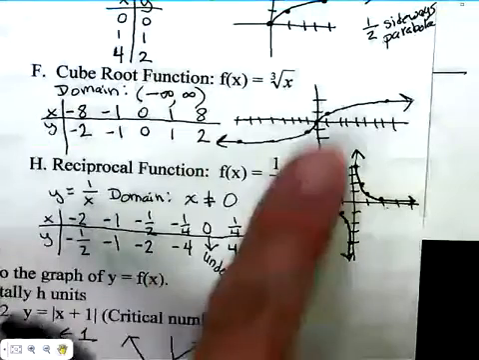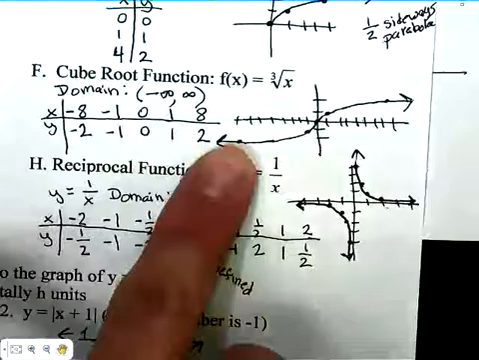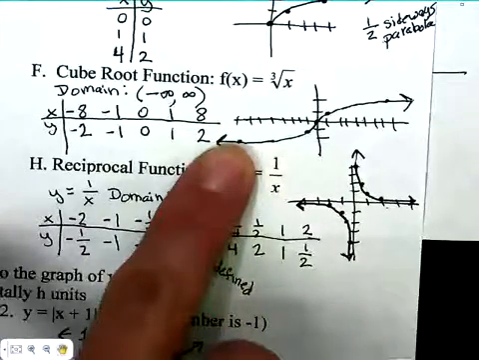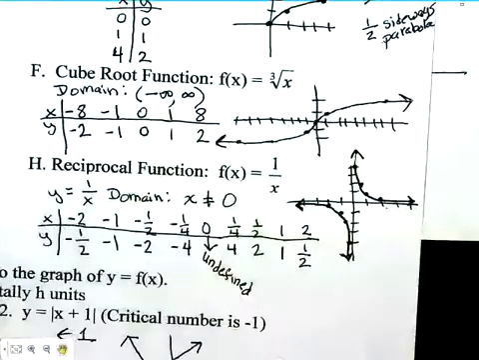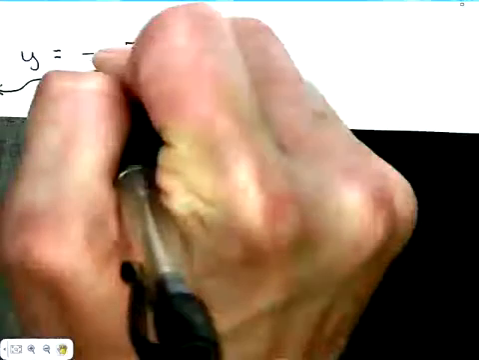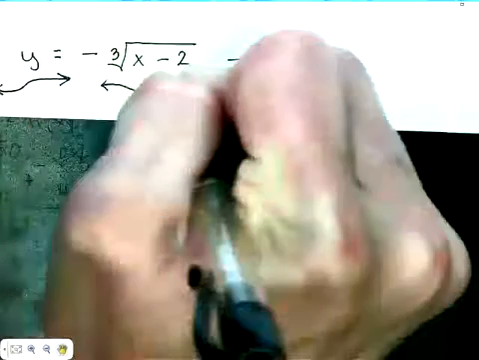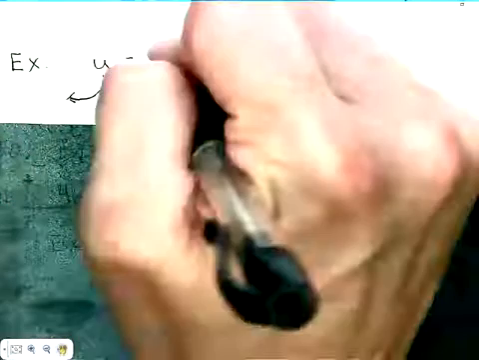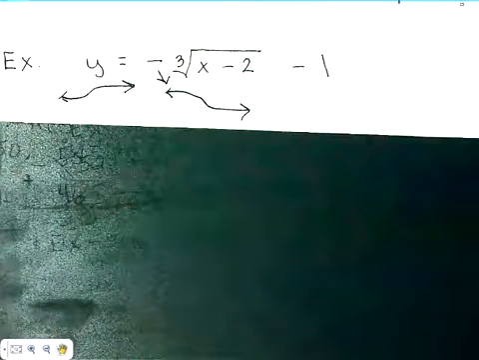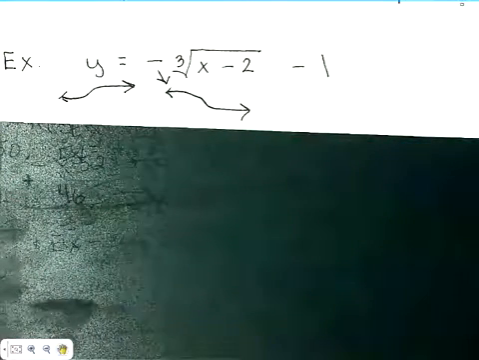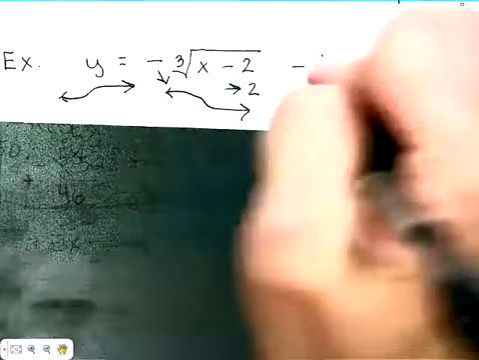I said the wrong thing there. I said 1st and 4th. I meant instead of being in the 1st and 3rd, it would be in the 2nd and 4th quadrants. So it's going to go like that instead because of the negative. And then what's the horizontal shift? To the right, 2. And the vertical shift, down 1.